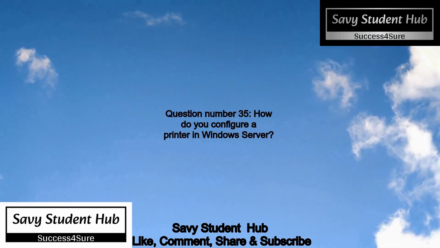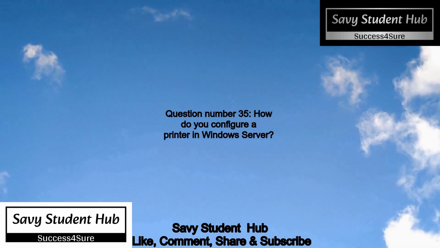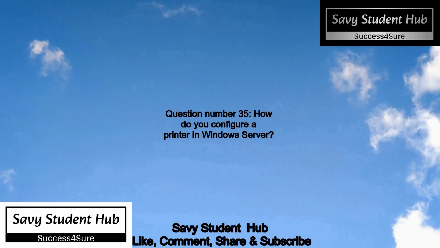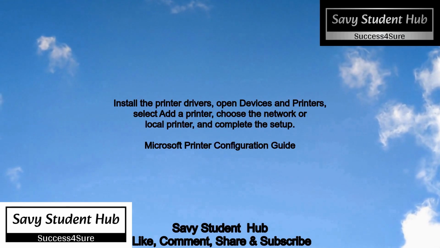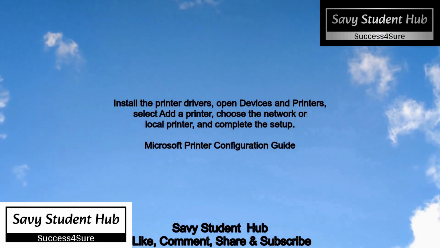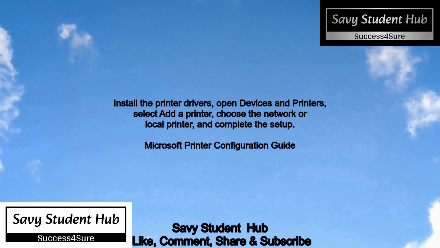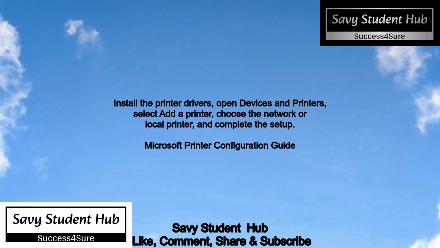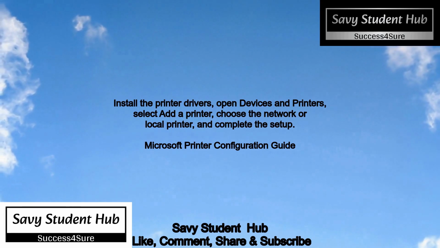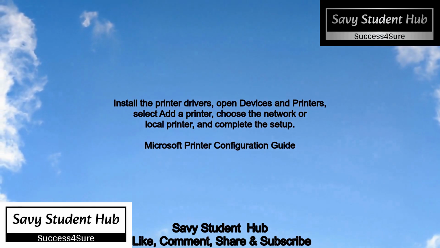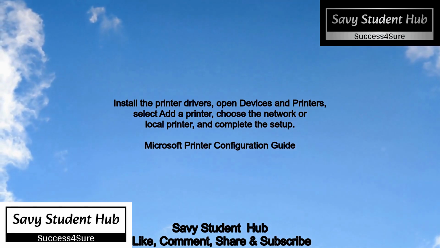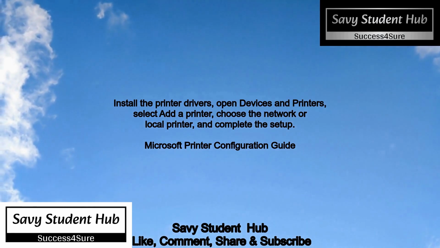Question number 35. How do you configure a printer in Windows Server? Install the printer drivers. Open Devices and Printers. Select Add a printer. Choose the network or local printer, and complete the setup.